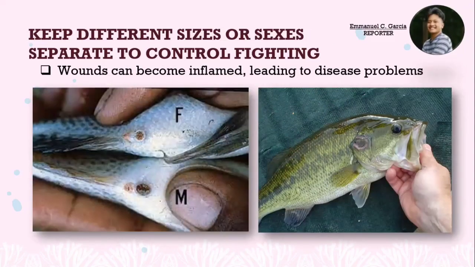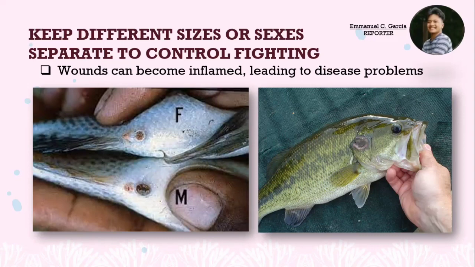Next is to keep different sizes or sexes separate to control fighting. Wounds can become inflamed, leading to disease problems. So it is done by grading and sorting. Grading is used when harvesting juvenile fish, separating fast and slow growers, and avoiding predation.